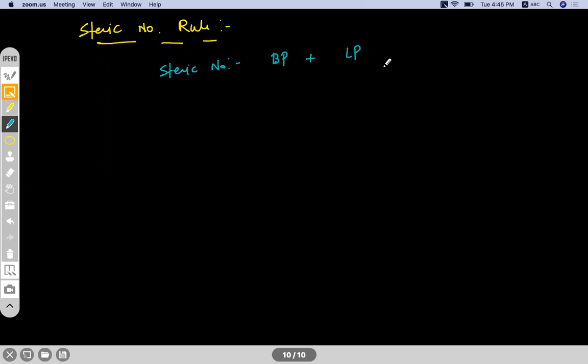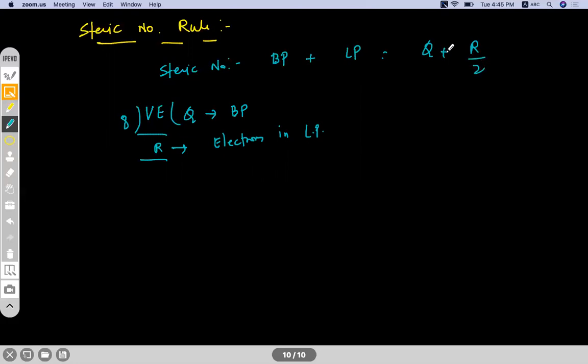How to find out bond pair and lone pair? We calculate the valence electrons. We'll divide it by 8. The quotient gives you the bond pairs and the remainder gives you the number of electrons in the lone pairs, right? That's why this is equal to Q plus R by 2. The same thing we have done in VSEPR, if you remember that. Right? Now based on the steric number, you can say the hybridization of the molecule.